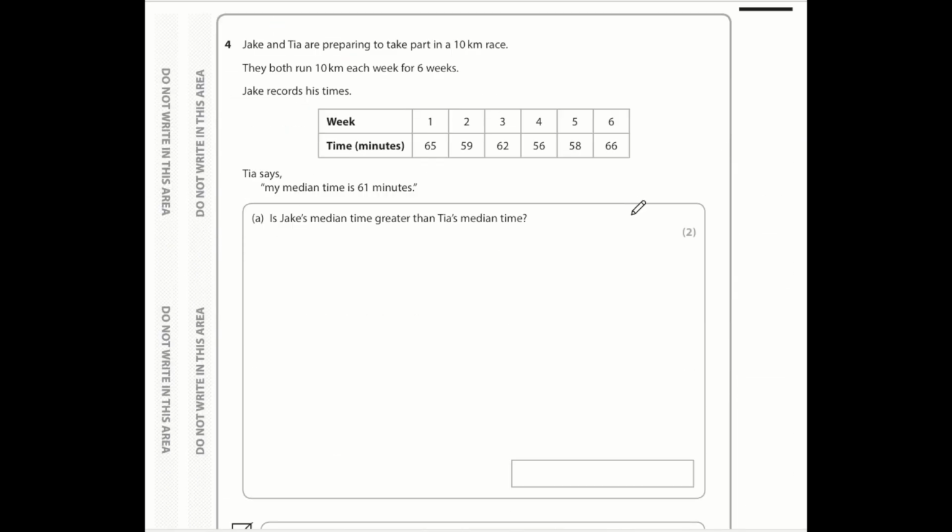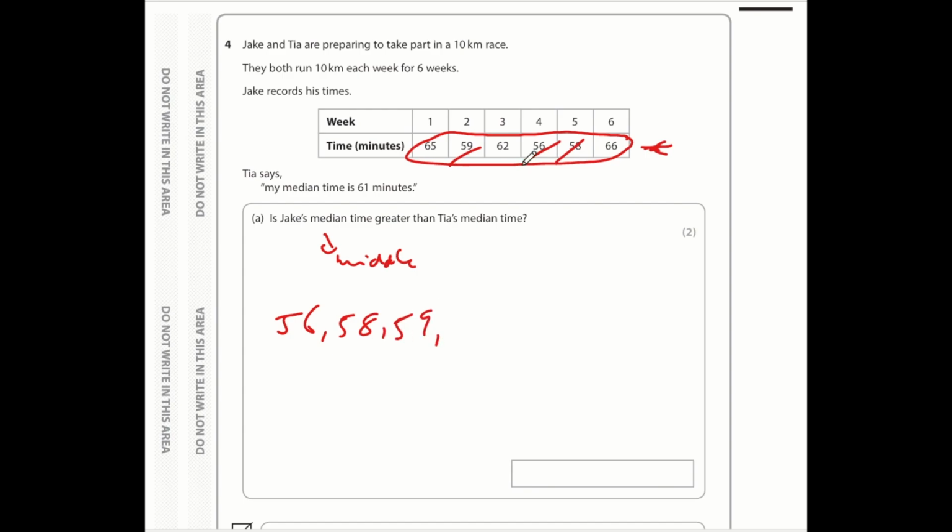Okay, question number 4, is Jake's median time greater than Tia's median time? So what we need to do is work out the median of these values here. So the median is the middle value, but it's only the middle once you put them in order. So let's put them in order, lowest first. So we've got 56, 58, 59. Then we have 62, 65, 66.